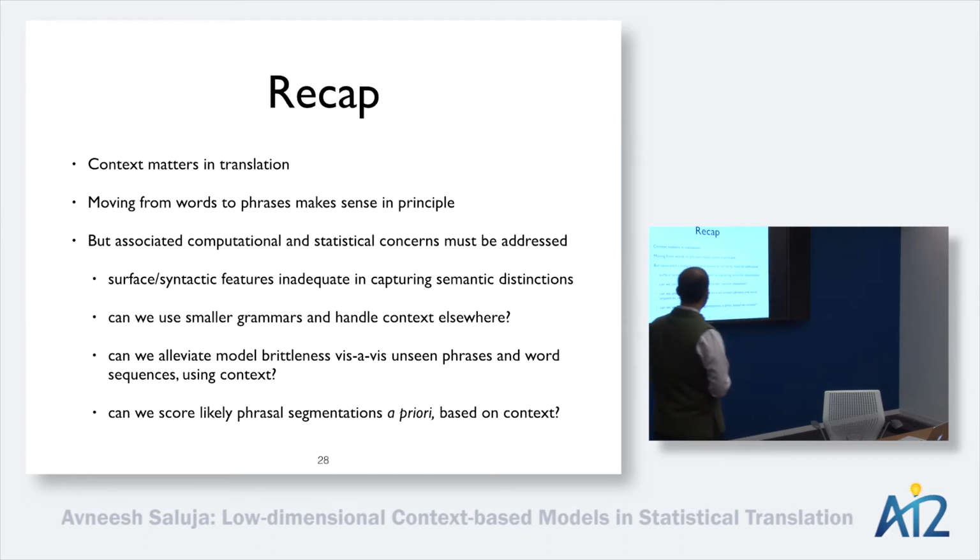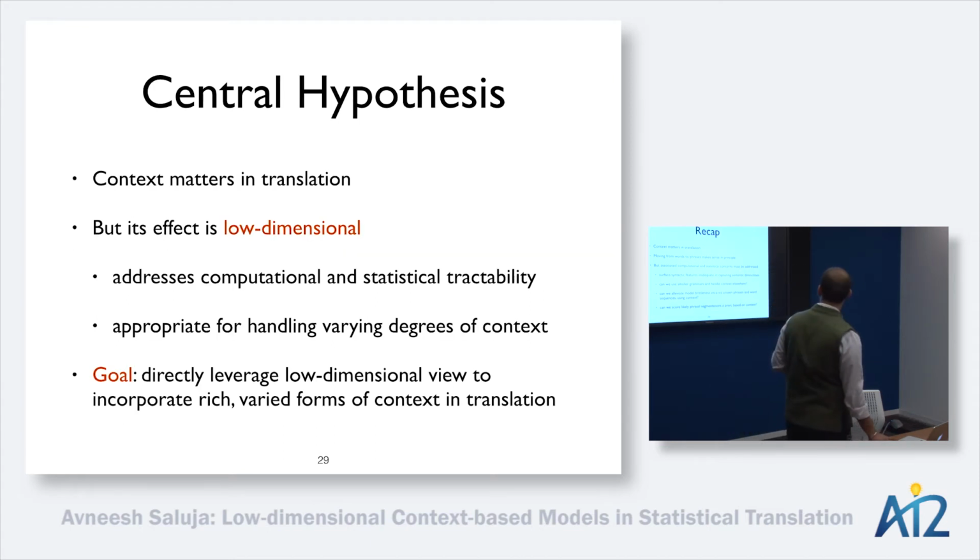The second question is, can we alleviate model brittleness? So out of vocabulary words, unseen word sequences, unseen phrase sequences, using context and using context in intelligent ways. And lastly, as I mentioned, is there any way that we can a priori tell the model which particular phrasal segmentations it should prefer when translating from one language to another?